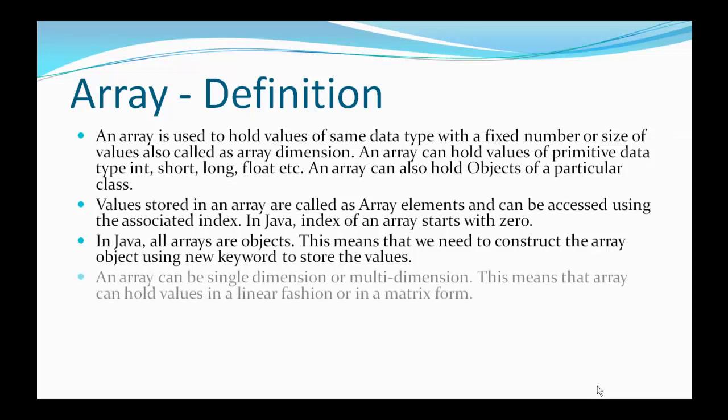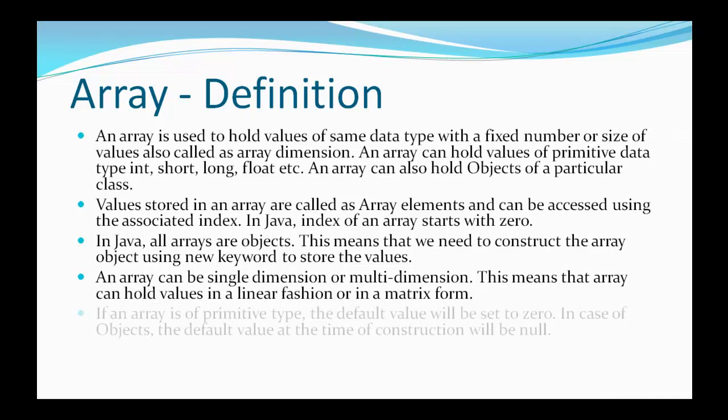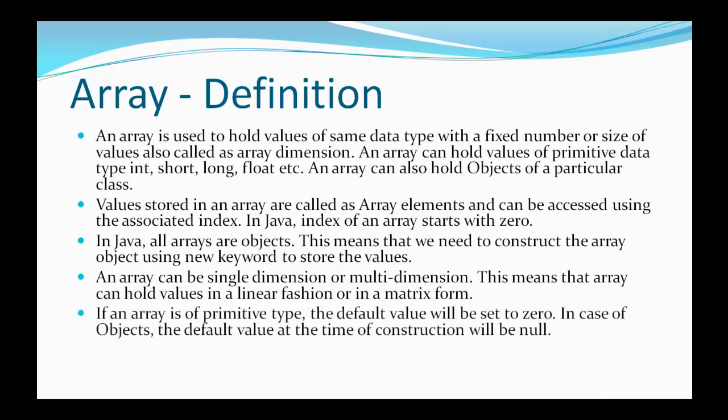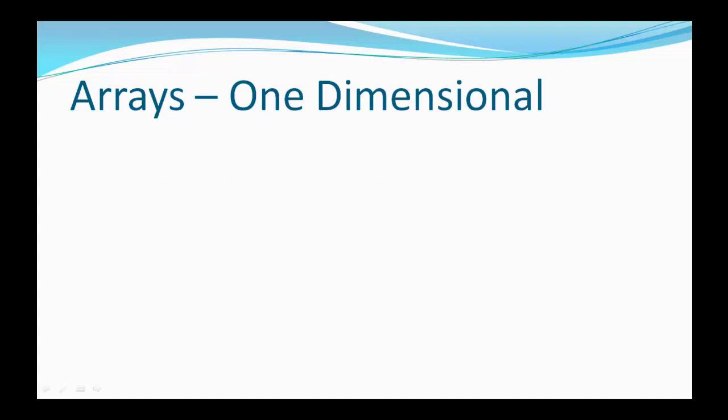An array can be of single dimension or multi-dimension. That means an array can be used to store the values in linear fashion or in a matrix form. The default value that will be set for an array which is of primitive type will be 0. In case of objects, the default value at the time of construction of an array will be null. One-dimensional arrays.